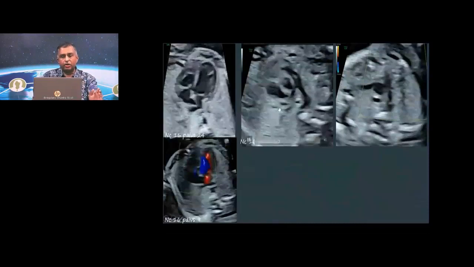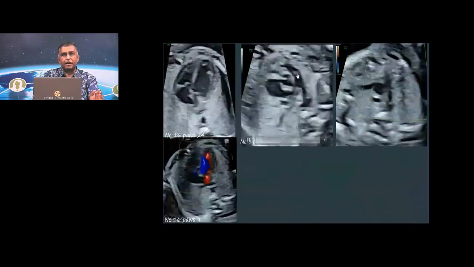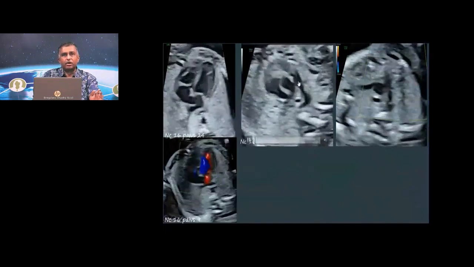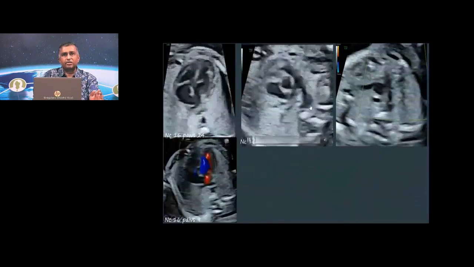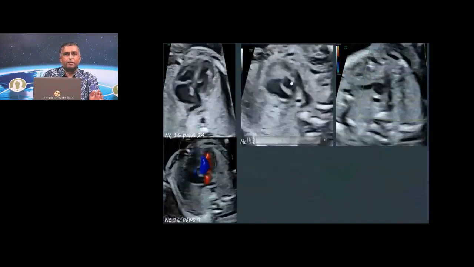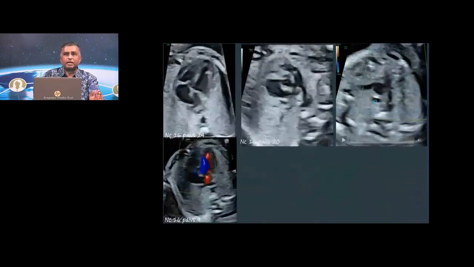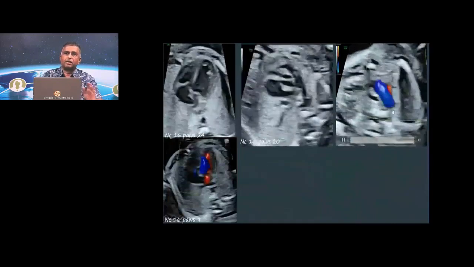Look for the RVOT. When you do your RVOT, you find that the pulmonary artery is narrow. That's the axial bifurcation that you can see. That's the ductus arteriosus going there. This is the aorta. Normally the pulmonary artery should be much bigger than the aorta. Here it is smaller than the aorta.